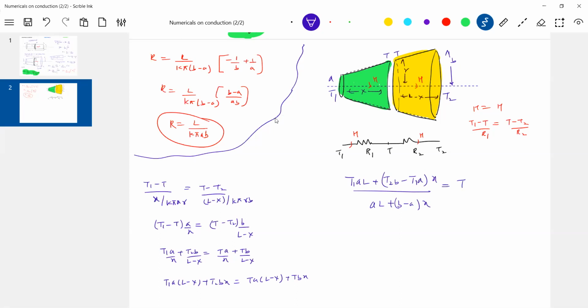Okay, what is the temperature at a distance x? You can use this method. Check the calculation.